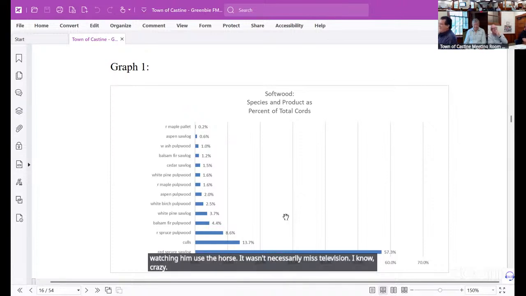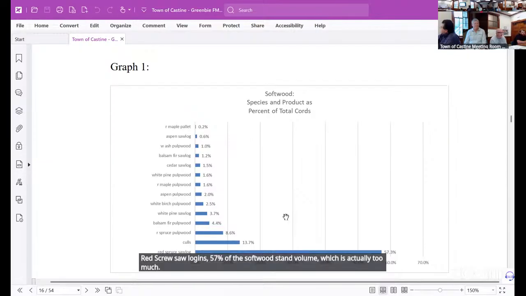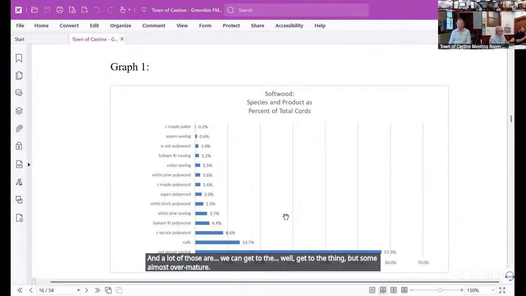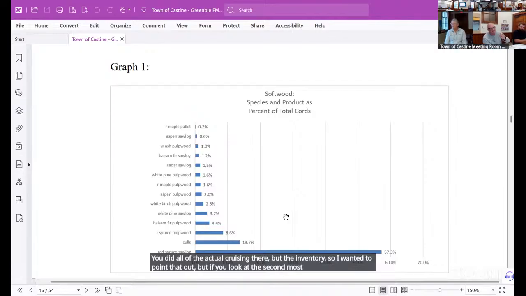Great, so what do you want to say about this chart? All right, we'll go through the charts quickly so you can see, this was after inventory, this is what we saw. The big thing to point out to the town, if you read from the bottom up, is red spruce saw logs, 57% of the softwood stand volume, which is actually too much. A lot of those are almost over mature. You did all of the actual cruising there, but the inventory, I want to point that out. But if you look at the second most option, culls.